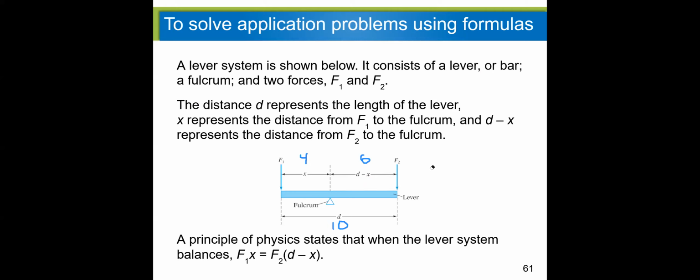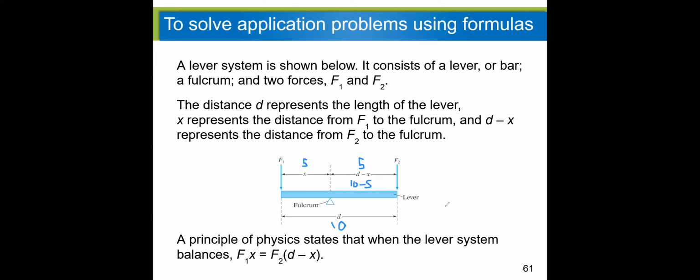You can equate these two together with the equation shown below: F1 times X equals F2 times the quantity D minus X. The benefit of doing this is you essentially can level the fulcrum. If the fulcrum is directly in the center, say this is 10 and X is 5 here, this would be 10 minus 5, 5 over here.